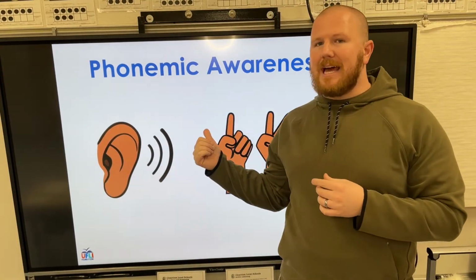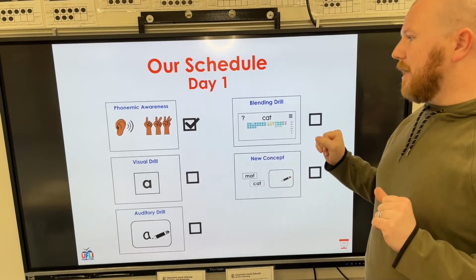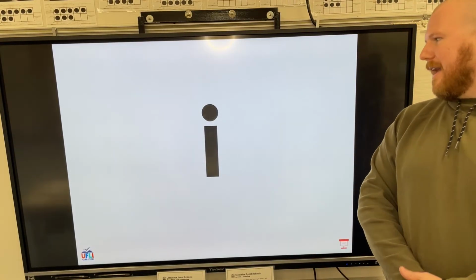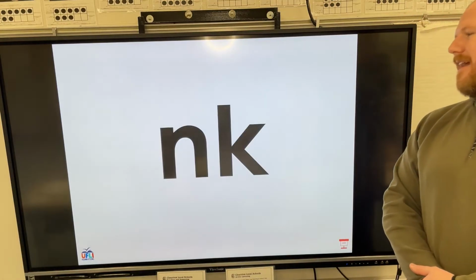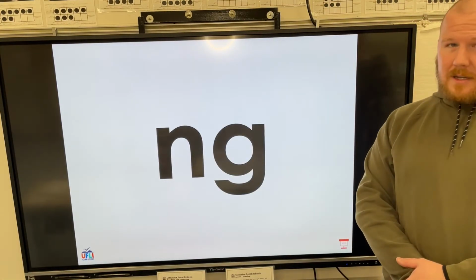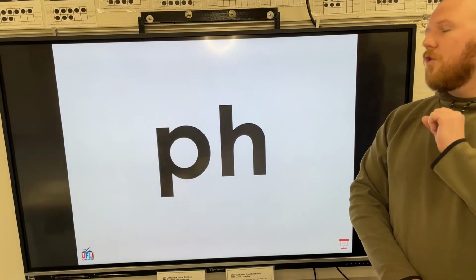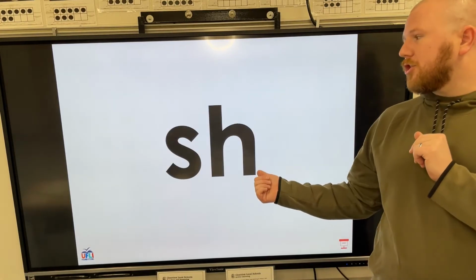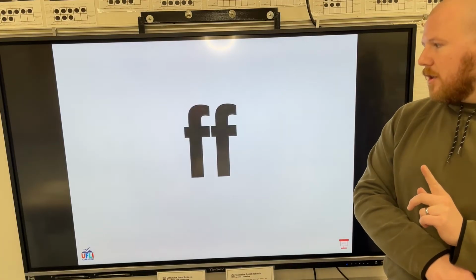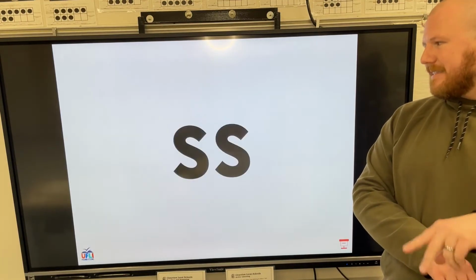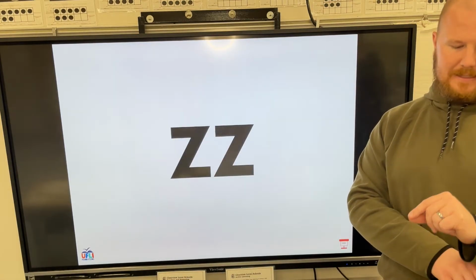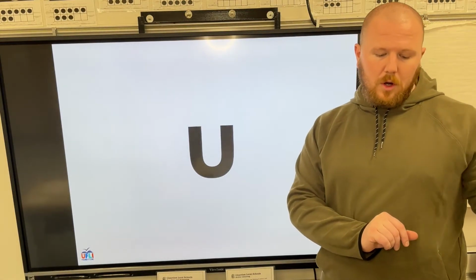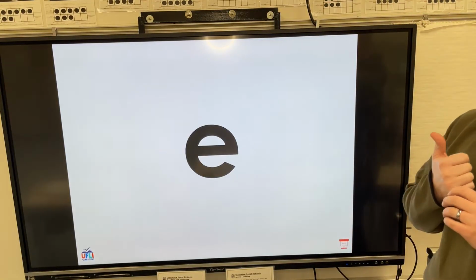So this is where we see the letter or the grapheme, and we say what sound it is. So what is this one? A, I, O, N, W, SH, S, Z, U, E, N. Okay, very good.